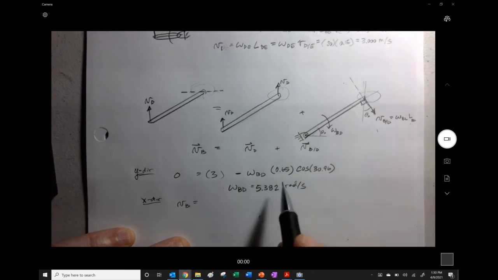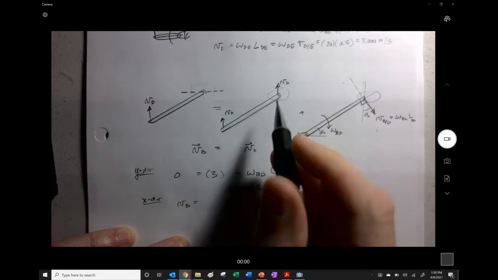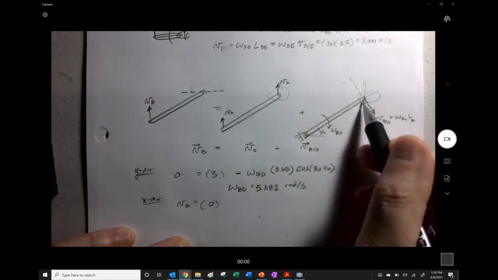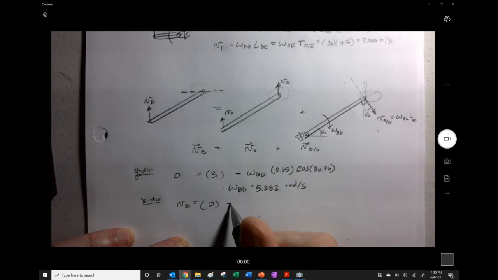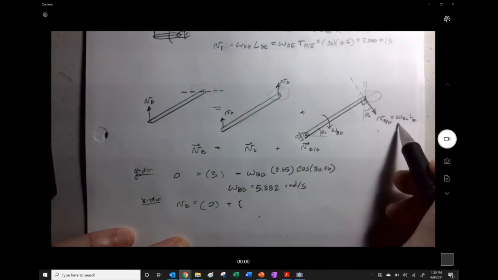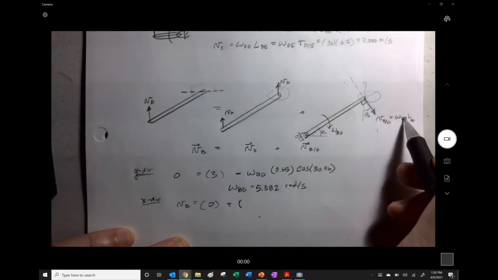Okay, so right here we have nothing in the X direction. And then this one is all in the positive direction. So we have, and it's going to be omega BD. I don't know why I wrote BL.